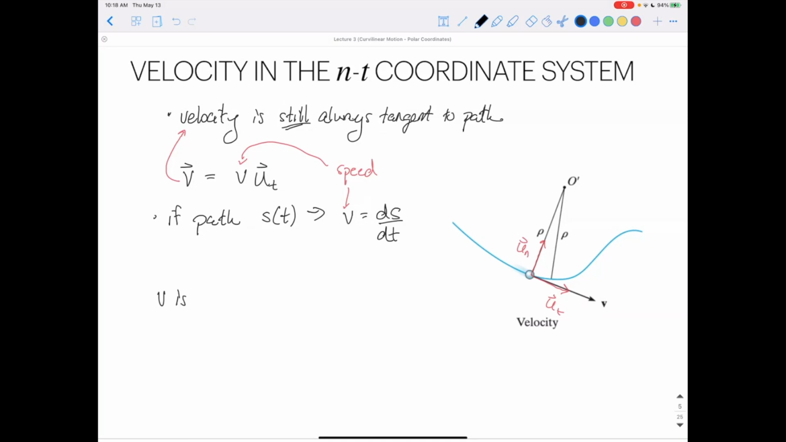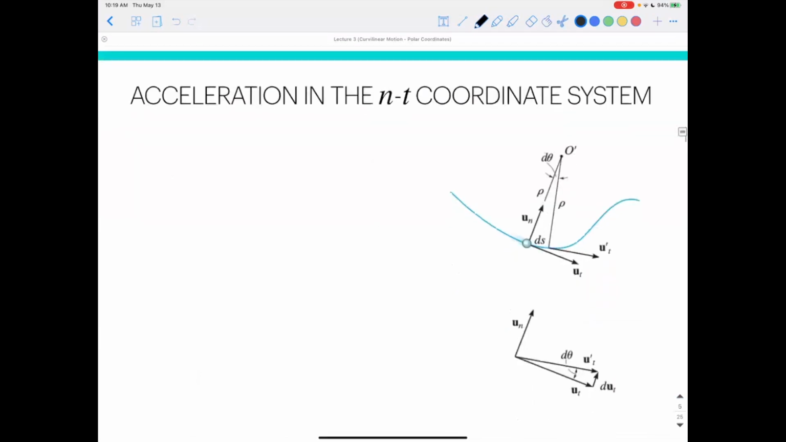So v is our magnitude of velocity, and u subscript t is the direction of velocity. Good, so that's velocity. Velocity is usually pretty straightforward. It's not too confusing, but then once we get to acceleration, that's when things tend to get a little more confusing.